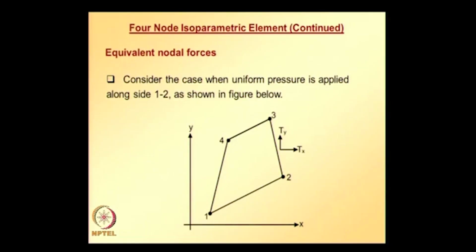Here there is a small typing mistake in the figure: instead of r it is typed as x, and instead of z it is typed as y. So, please read x and y as r and z. Similarly, Tx is Tr, and Ty is Tz. Now, assuming uniform pressure is applied along side 1 2, we should also note that along side 1 2, the shape functions of nodes 3 and 4 are 0.